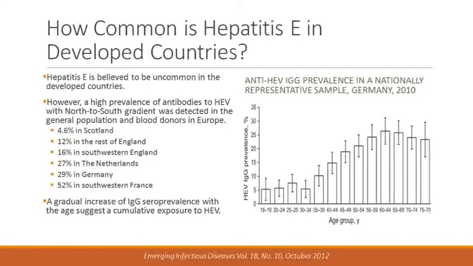Hepatitis E is believed to be not so common, as I just showed you, in the developed countries. However, a high prevalence of antibodies to hepatitis E with a north to south gradient was detected in the general population and blood donors in Europe. For example, the lowest prevalence detected in donors was in Scotland, at 4.6%, and the highest was in southwest France. A gradual increase of IgG seroprevalence with age also suggests a cumulative effect of exposure to hepatitis E virus.